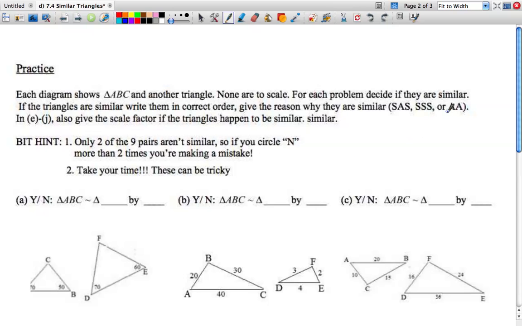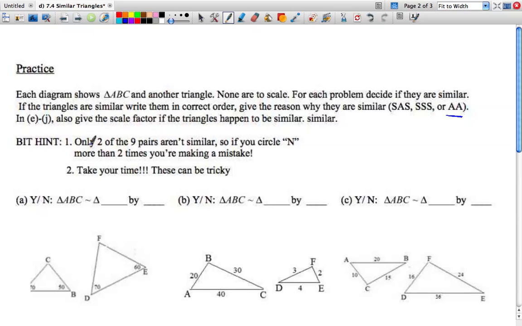Oh, how come it just says angle, angle, and not angle, angle, angle similarity? You might recall the third angle theorem, which says if two angles of a triangle are congruent to two angles of another triangle, the third angles must be congruent. So you can either call this reason angle, angle similarity or angle, angle, angle. Angle, angle is just a drop shorter. So that will work fine.